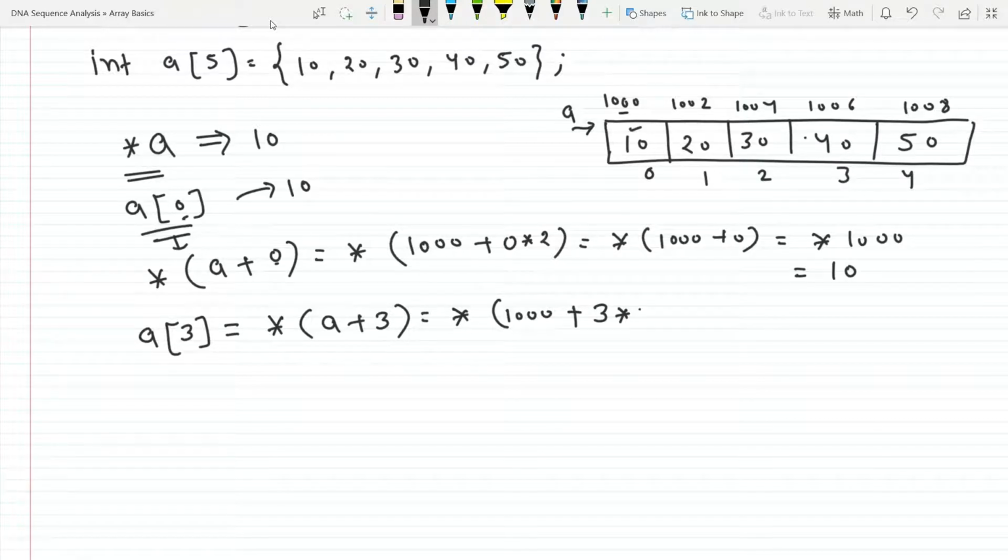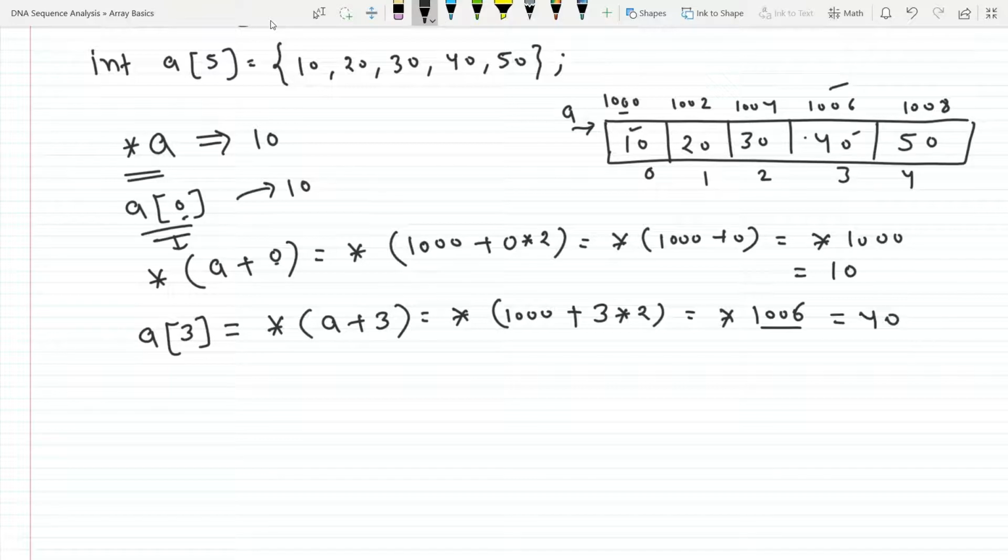So what is the data type size? By default it is 2. So this will return me star 1006. So what is the 1006 address? This one. And what is the value at 1006? So the value at 1006 is 40. So this will give me 40.